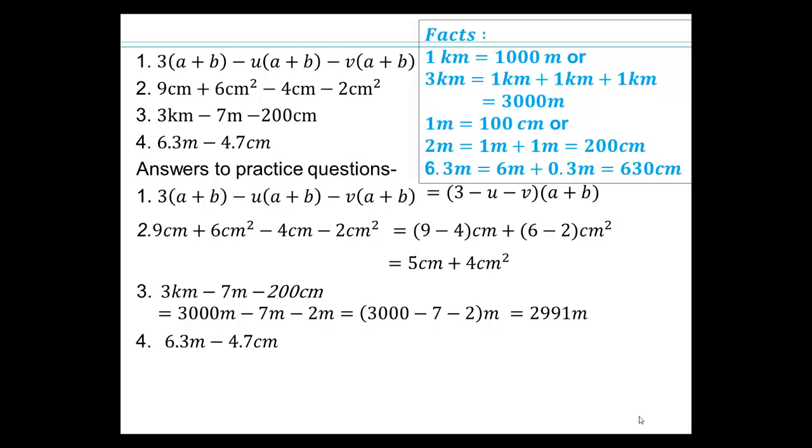Pause the video and then check if you got the right answer. I will give you the answer in just a few seconds. Assuming you tried it on your own, see if this is what you got. So you should have gotten 625.3 centimeters. And you can see why 6.3 meters is 630 centimeters right here.